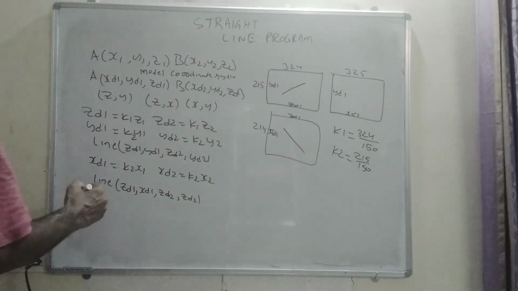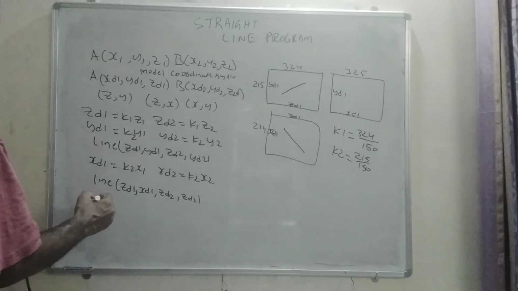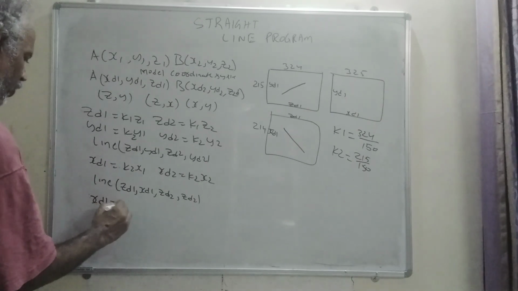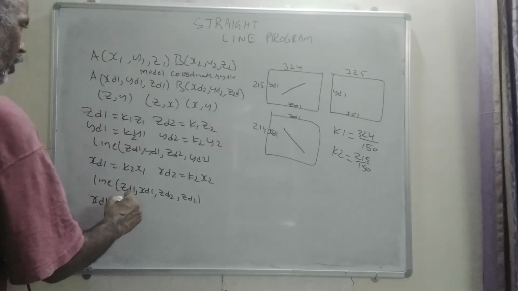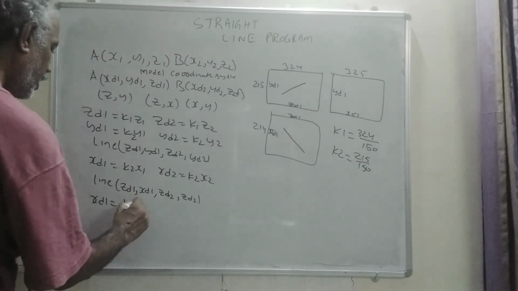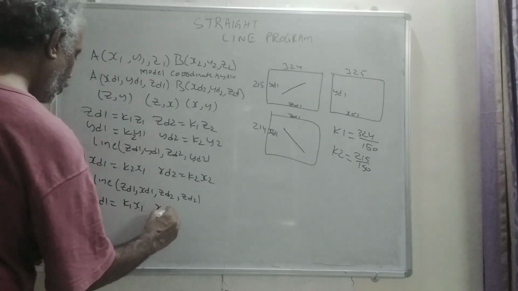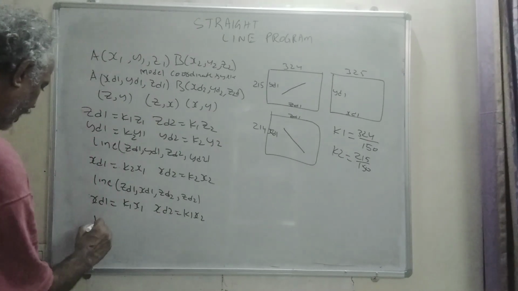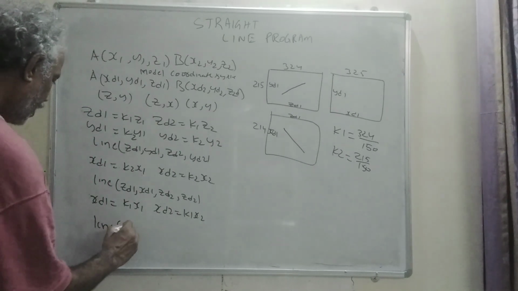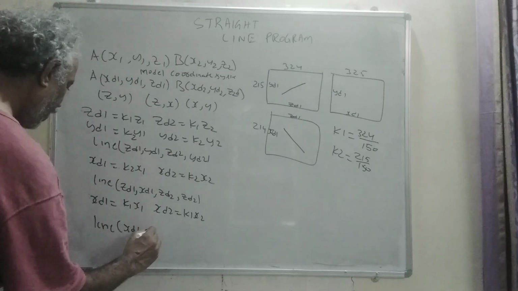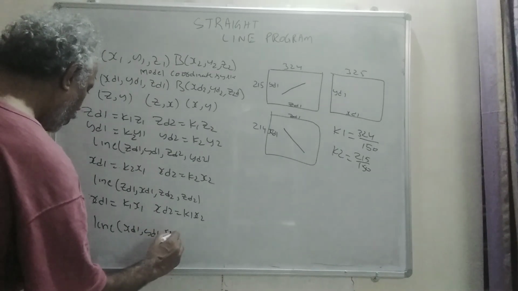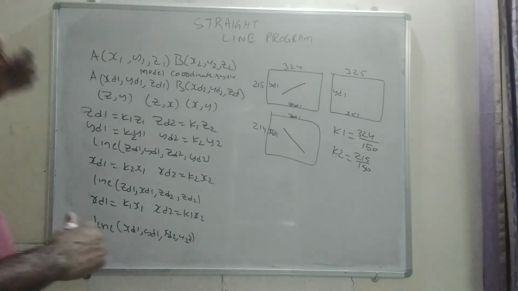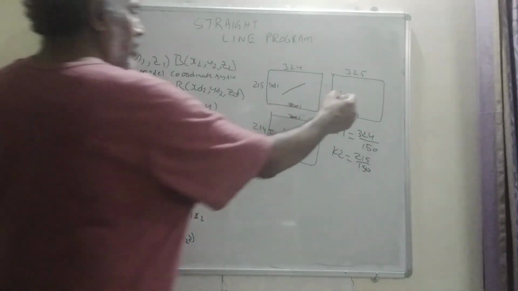And similarly, the third is xy. Now xd1 here will be equal to k1 into x1, and xd2 is equal to k1 into x2. Now here you can write a line from (xd1, yd1) to (xd2, yd2). But this is not that simple to display here.